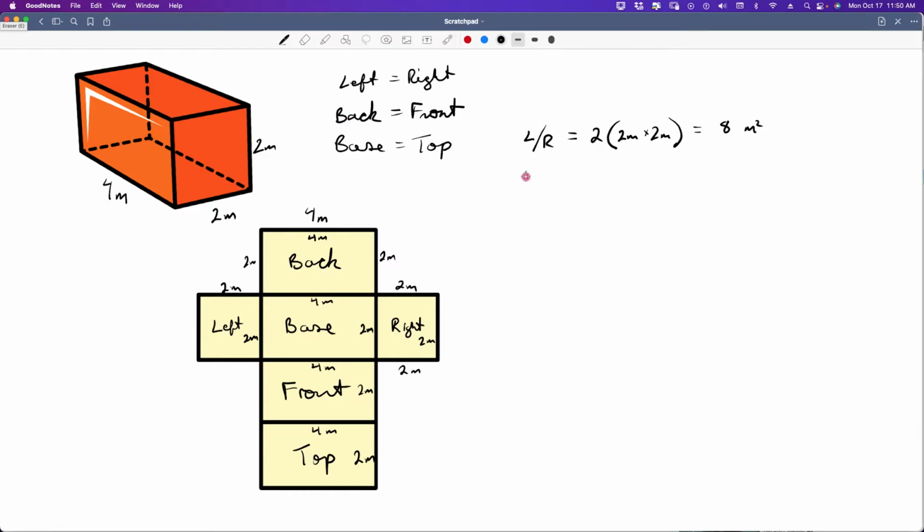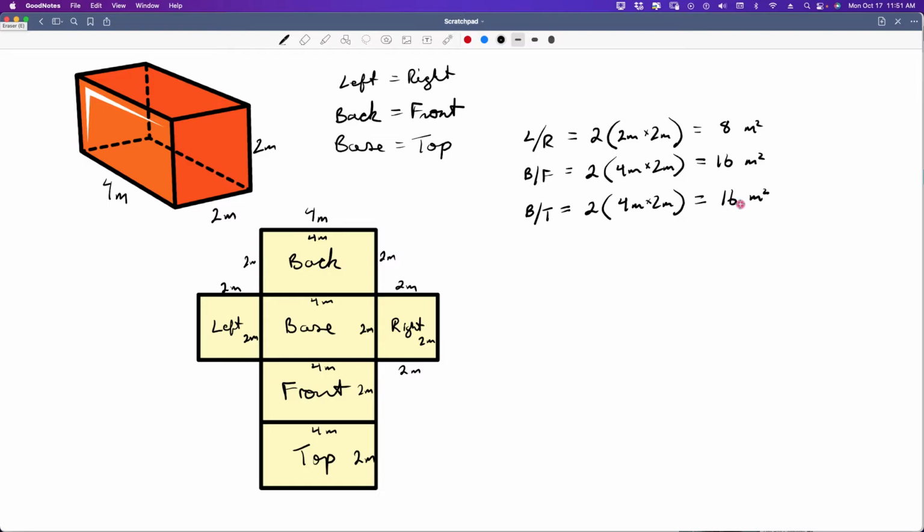Now we can do the back and the front. There's 2 of those, and the back and the front both have 4 by 2, so 4 meters by 2 meters, right? And 4 times 2 is 8 times 2, that's 16 meters squared. And then the base and the top, there's 2 of those, and they have the same dimension, 4 by 2. 4 meters by 2 meters is equal to 16, because it's exactly the same as this, 16 meters squared.